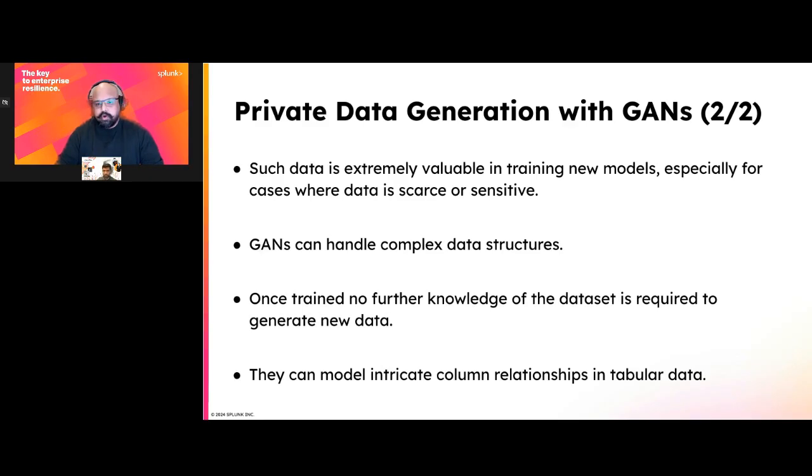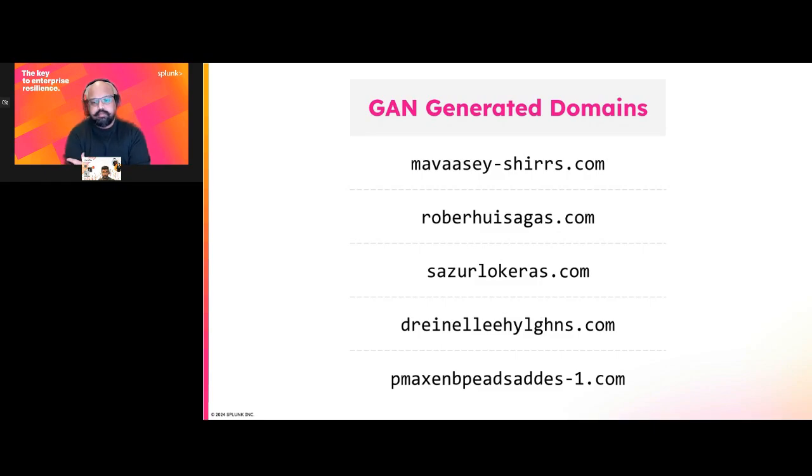And once you have a model trained, you don't need the data anymore. So GANs provide a way to not only generate tabular data, but also textual data. So these are some DGA domains which have been generated using GANs. Although it may be hard to tell with such a small sample size, these look far more realistic as compared to completely random looking names. And once we generate domain names like these, we can use them to train our models. So this gives us another benefit.